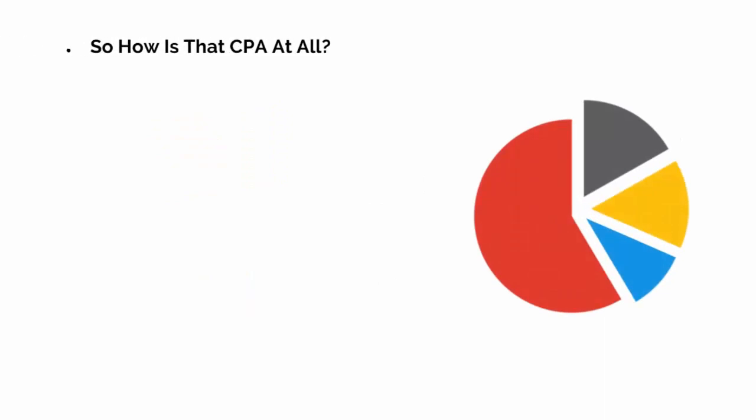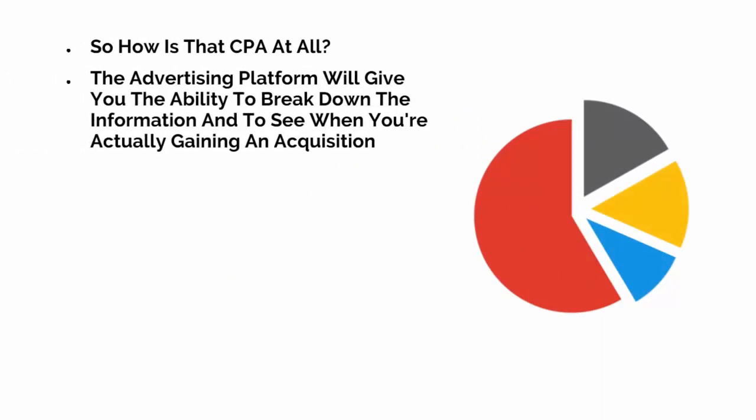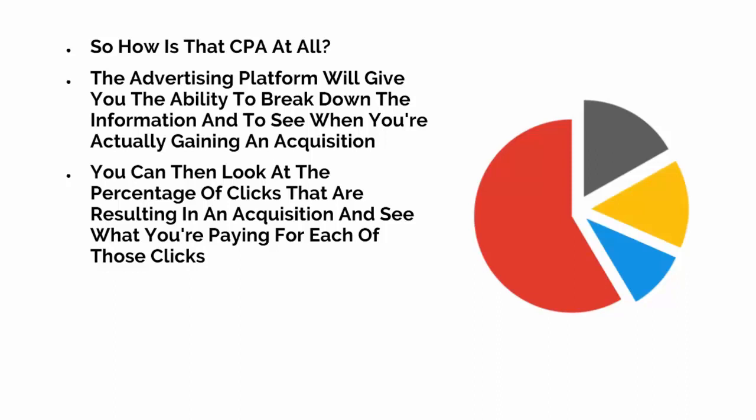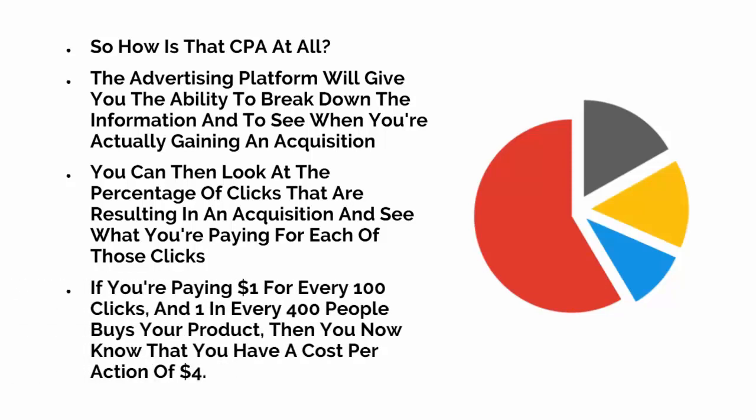So, if you're paying per click, how is that CPA at all? Well, basically, the advertising platform will give you the ability to break down the information and to see when you're actually gaining an acquisition. What this means is you can look at the percentage of clicks that are resulting in an acquisition, and you can see what you're paying for each of those clicks. So if you're paying $1 for every 100 clicks, and 1 in every 400 people buys your product, then you know that you have a cost per action of $4.